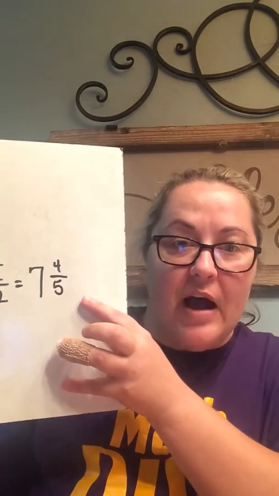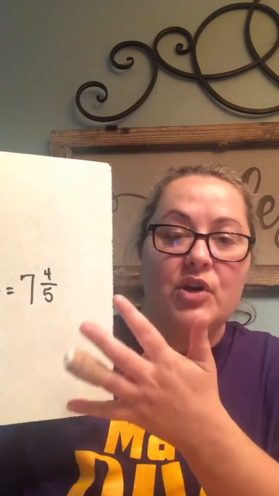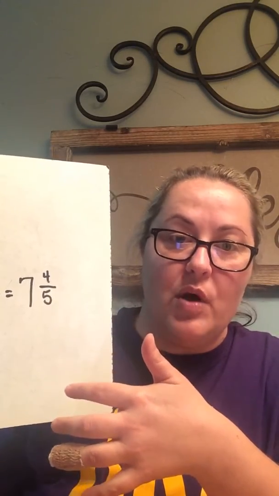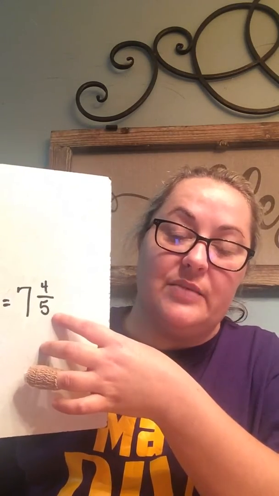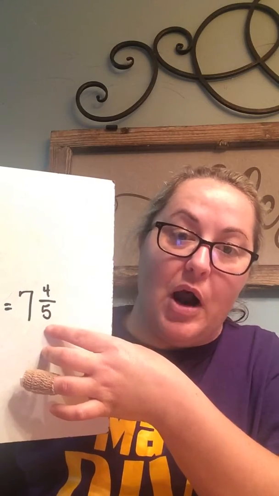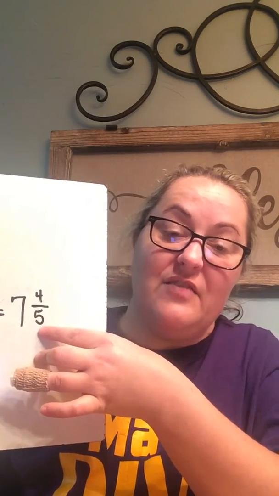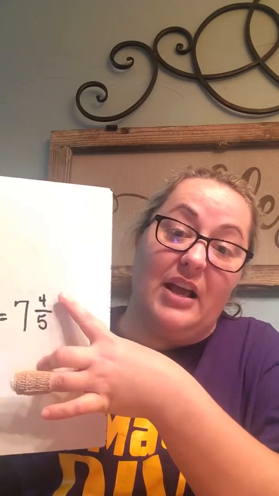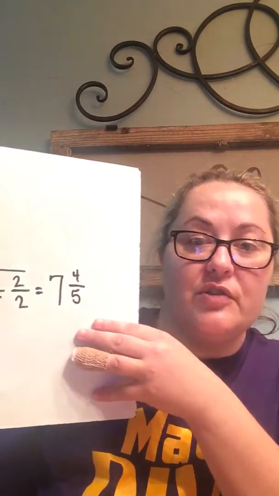Okay? 4 and 5, the only thing they have in common is 1. And if we divide the numerator and the denominator by 1, that's not going to change anything in our problem. So that's how we know this is in simplest form. 5 is prime, so unless 4 could go into 5 evenly, which it can't, or 5 can't go into 4 evenly, we're done. The answer to the first problem is 7 and 4/5.